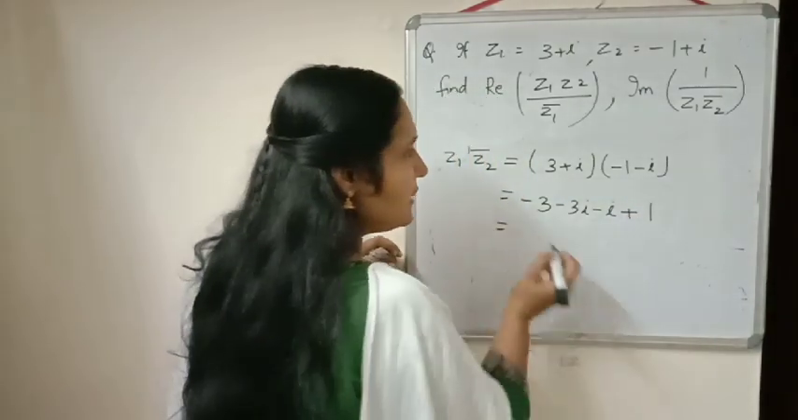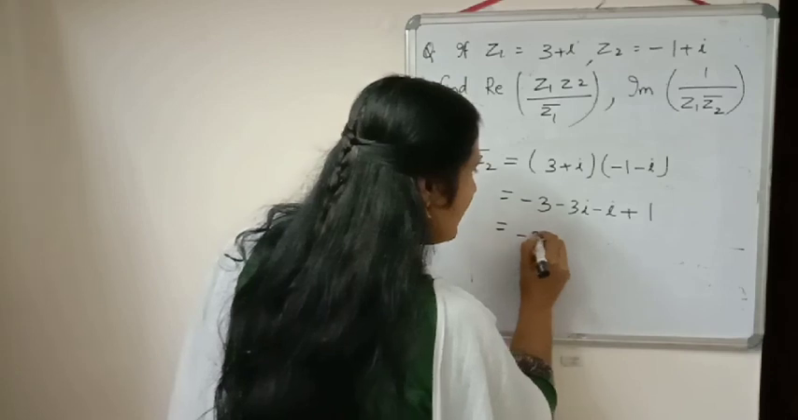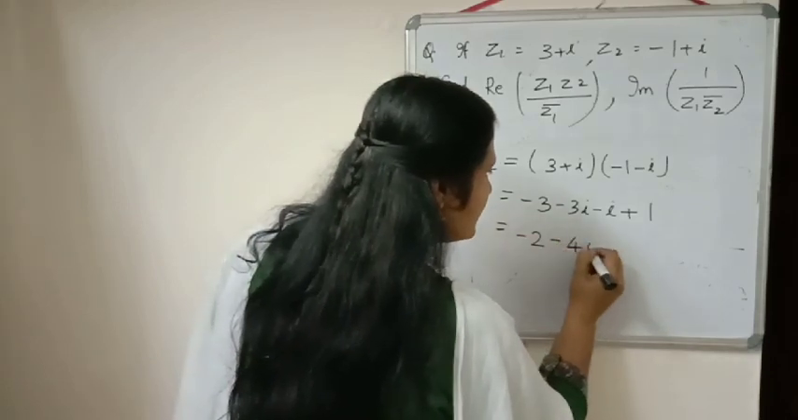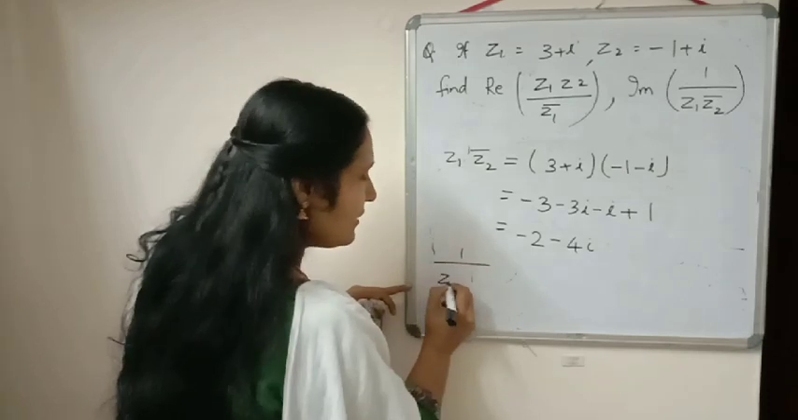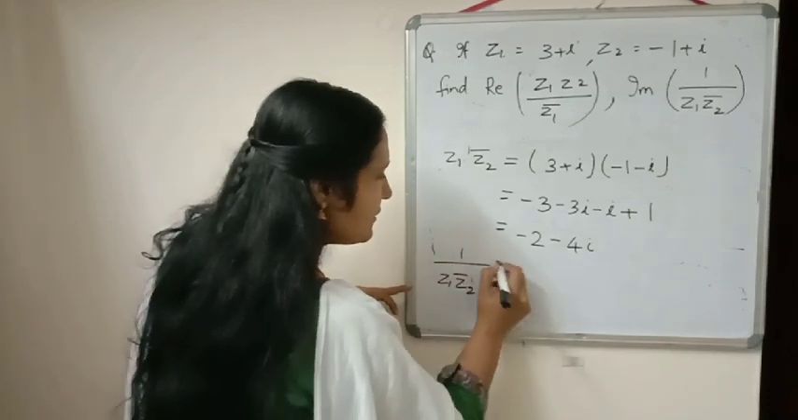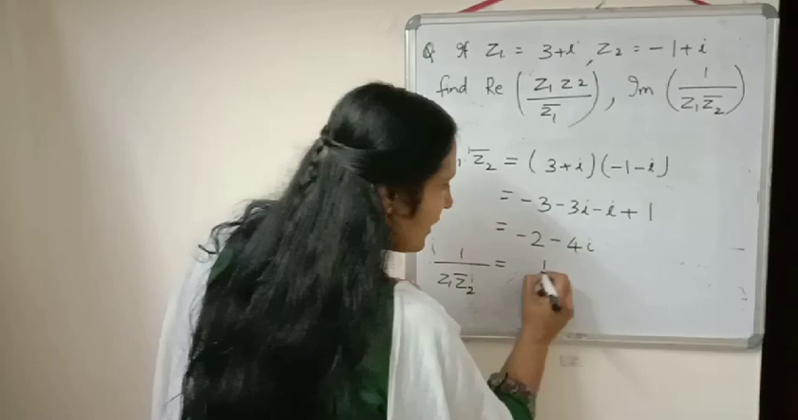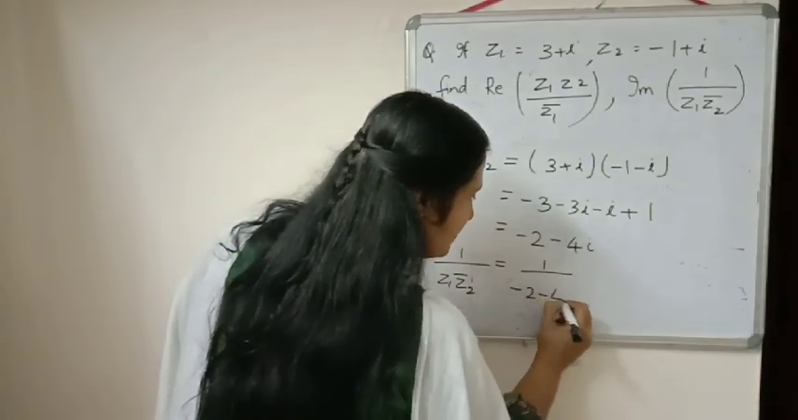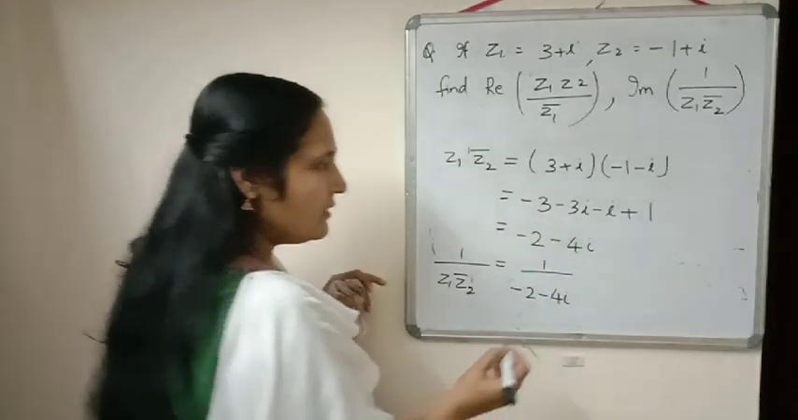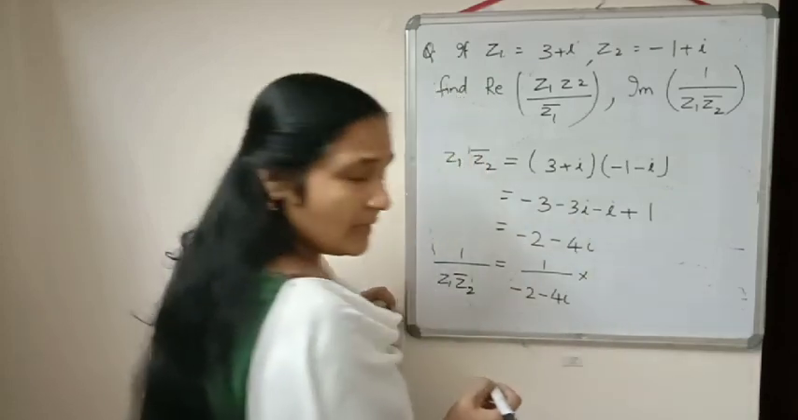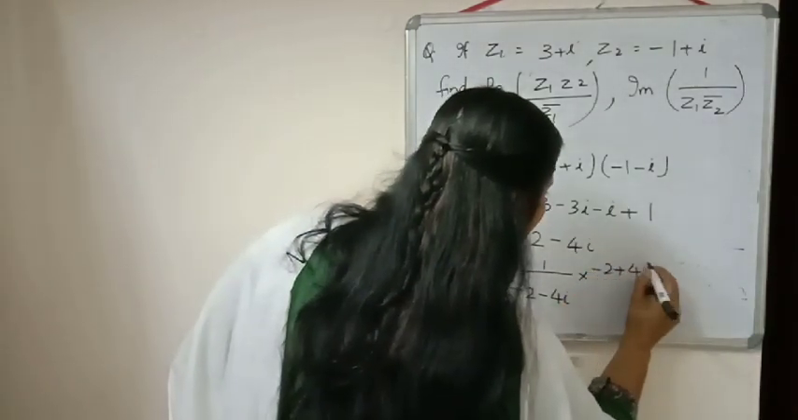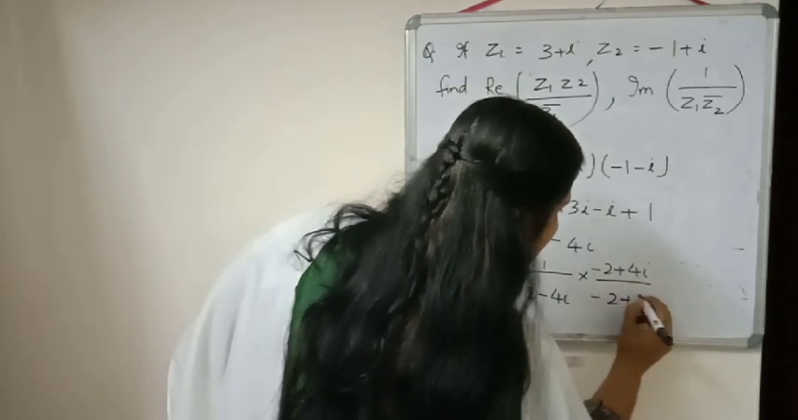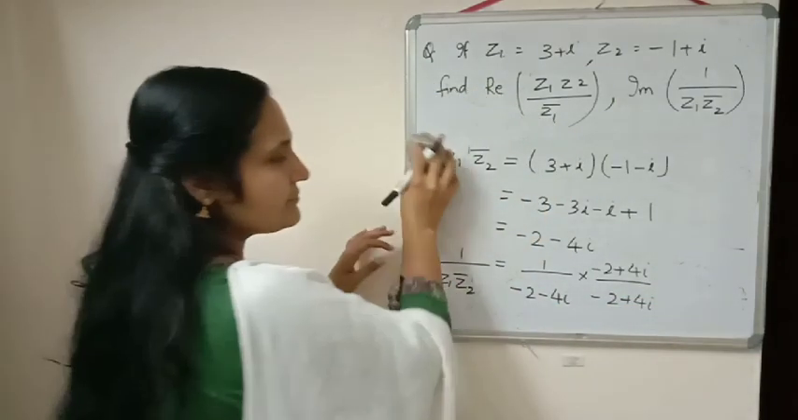So that will be equal to plus. So we will get here minus 2 minus 4i. Then we need 1 by Z1 into Z2 bar. So write down there 1 by Z1 into Z2 bar is equal to 1 by minus 2 minus 4i. Now just do the rationalization. Then it will come minus 2 plus 4i by minus 2 plus 4i.